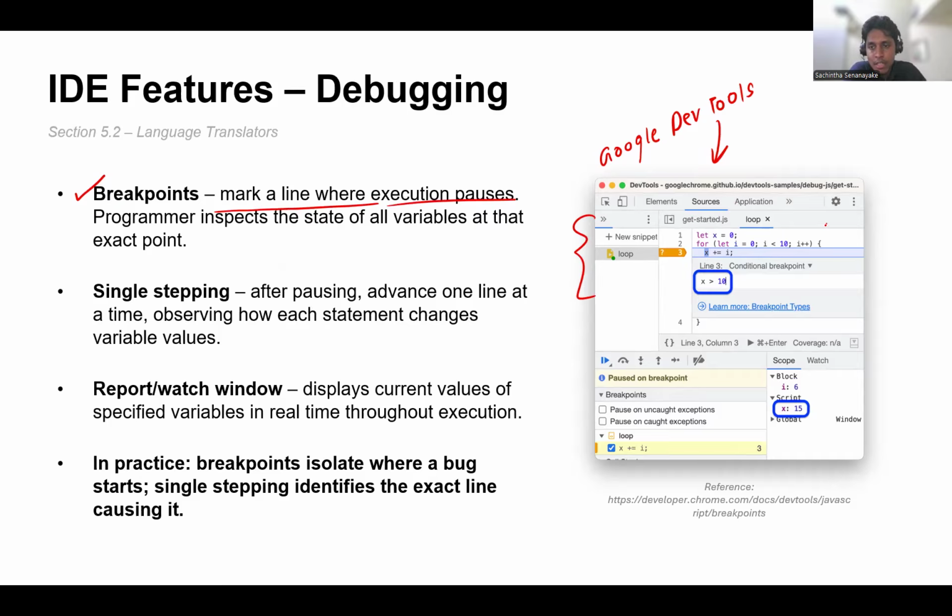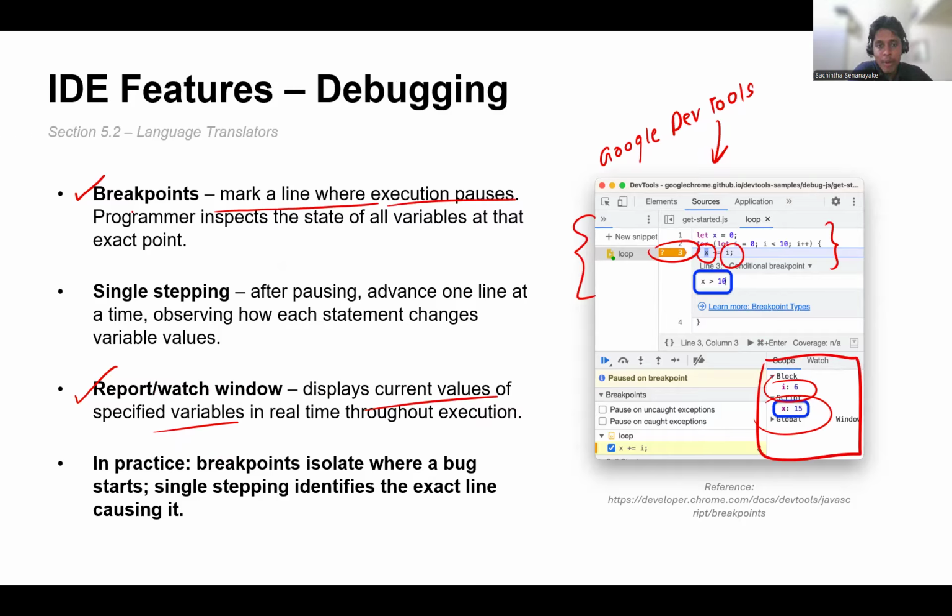Here, some person has written a for loop and he's debugging that for loop, and he's added a breakpoint on line number 3, which is where, as he's debugging, it stops. It tells you what the value of X is, what the value of I is, so you can actually inspect what's going on at that time. And this sort of window here that tells you what's happening in the program, what the variables' values are, is called the watch window, where it can display the current values of specified variables in real time throughout execution. So that's exactly what you saw just now.